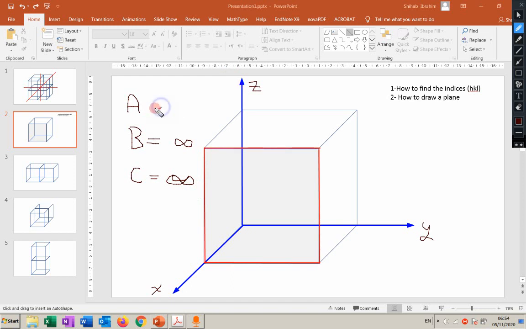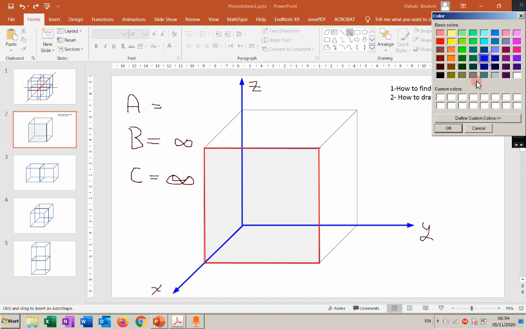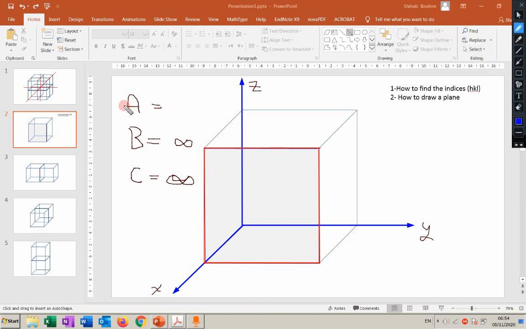Now remaining is the intersection with x-axis. Remember, A is the intersection with x-axis, B representing intersection with y-axis, C representing intersection with z-axis. Since we know it's parallel to y and parallel to z, for both of them the intersection will be at infinity. Now we have intersection with x, yes.